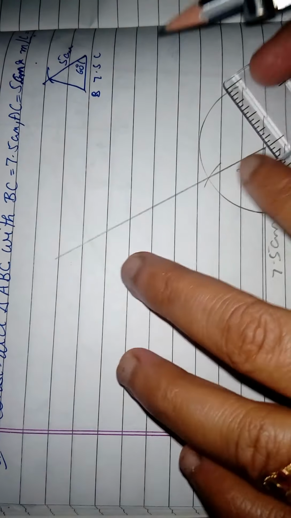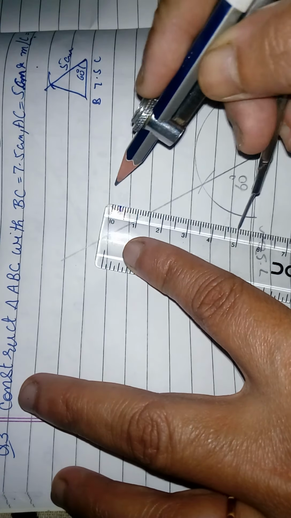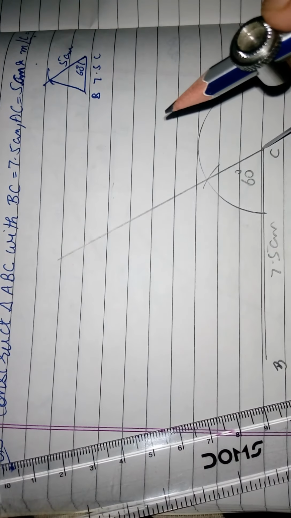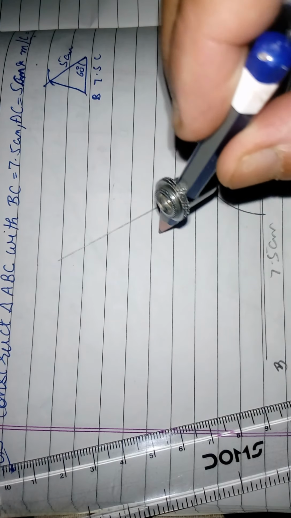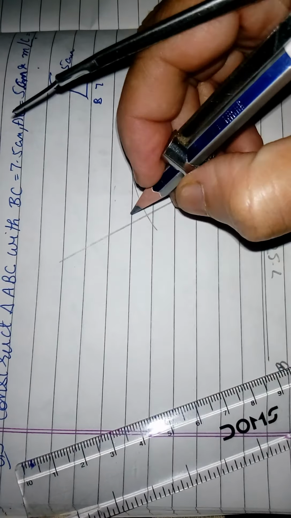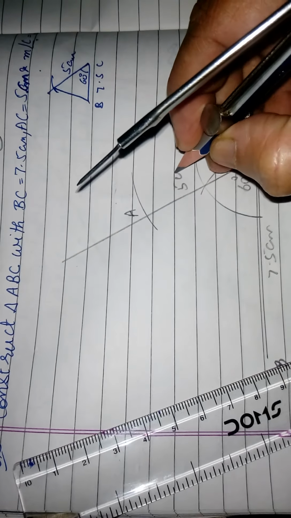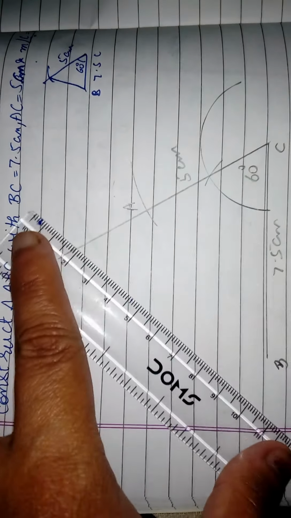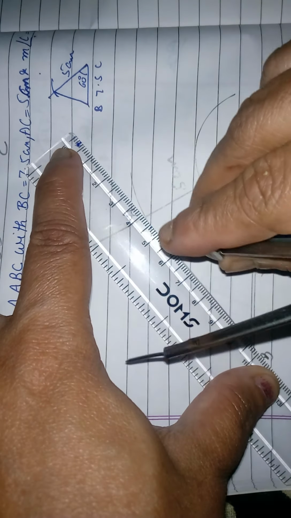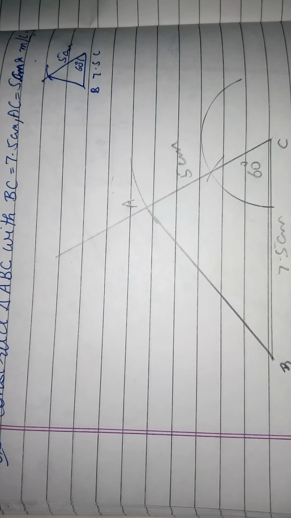Now CA, they have given 5 centimeter. Now taking radius equal to 5 centimeter, 0 to 5. Now taking C as center, cut this arm. Wherever it cuts, this point we will name A, and this is 5 centimeter. The length of the arm CA is 5 centimeter. Join AB. So ABC is the required triangle.